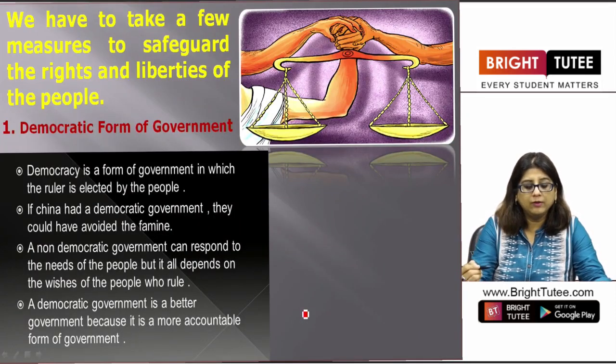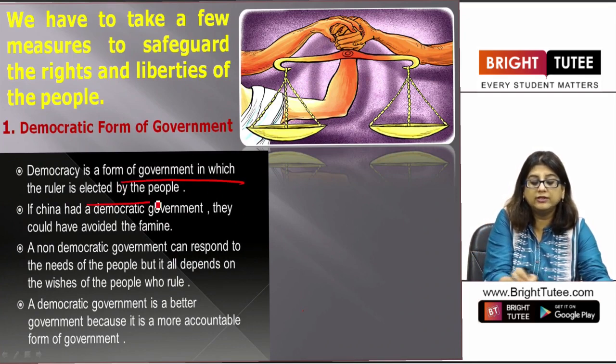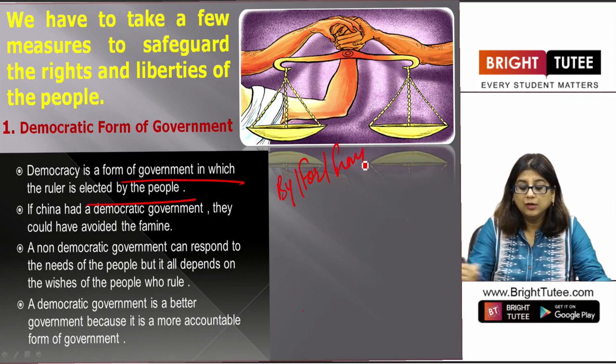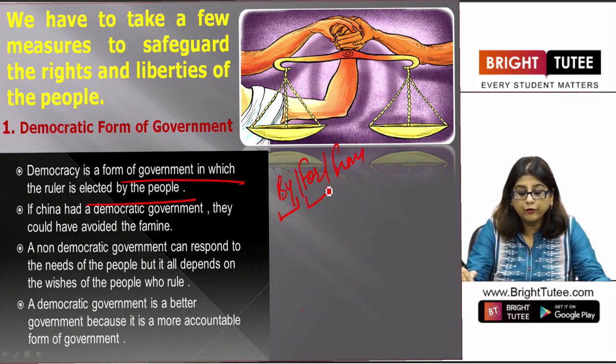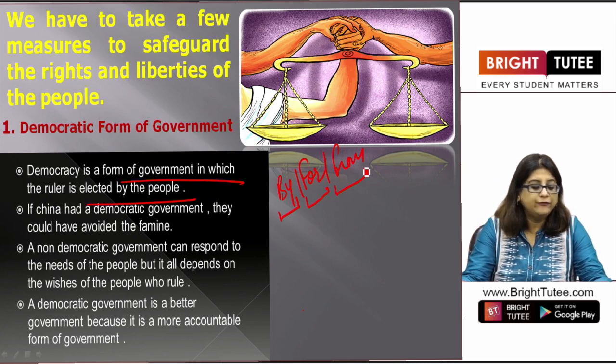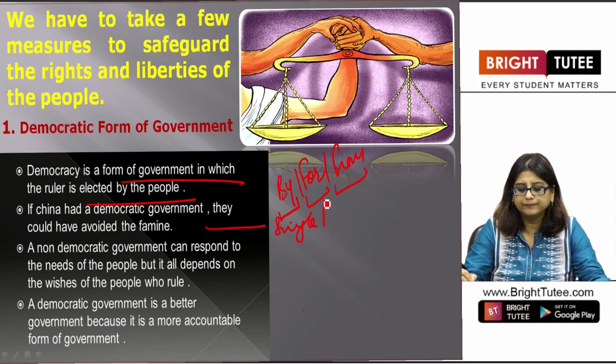Now let's do one by one the democratic form of government. Democracy is a form of government in which the ruler is elected by the people. I have clearly told you, by, for, and from. That means we choose the representatives. They are chosen for us, and they are among us only, those who participate to contest the election. If China had a democratic government, they could have avoided the famine. But there is only a single party system, which is equivalent to domination.